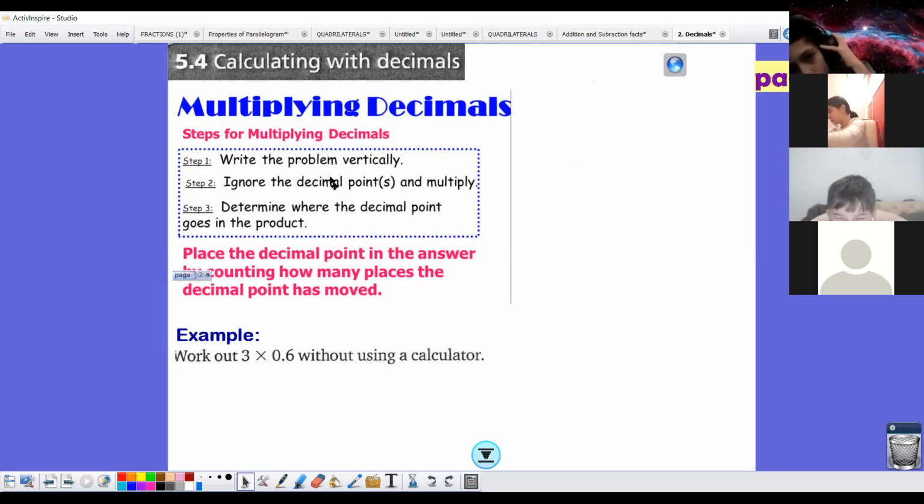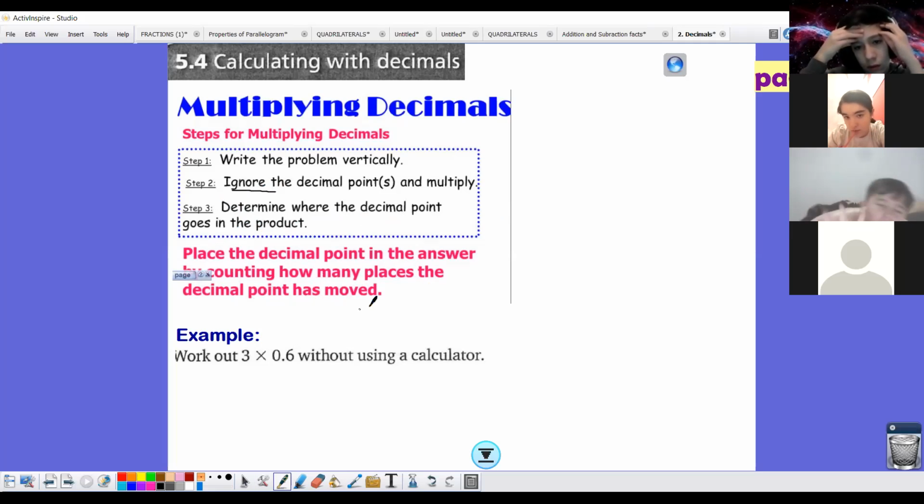First step, write the problem vertically. This one is how you want, vertically or the normal way. Second step, ignore the decimal point. This is important. We'll ignore the decimal point and we'll multiply like normal numbers. Then the third step, determine where the decimal point goes in the product: place the point in the answer by counting how many places the decimal point has moved.